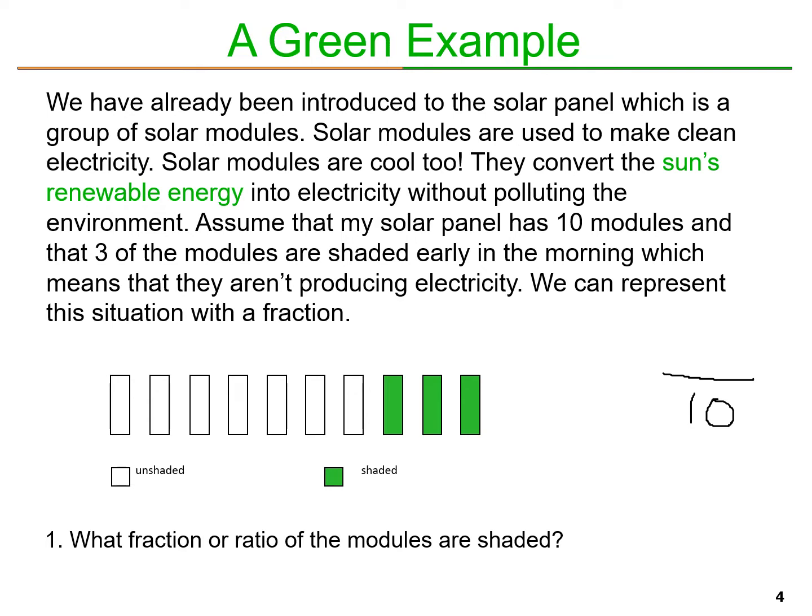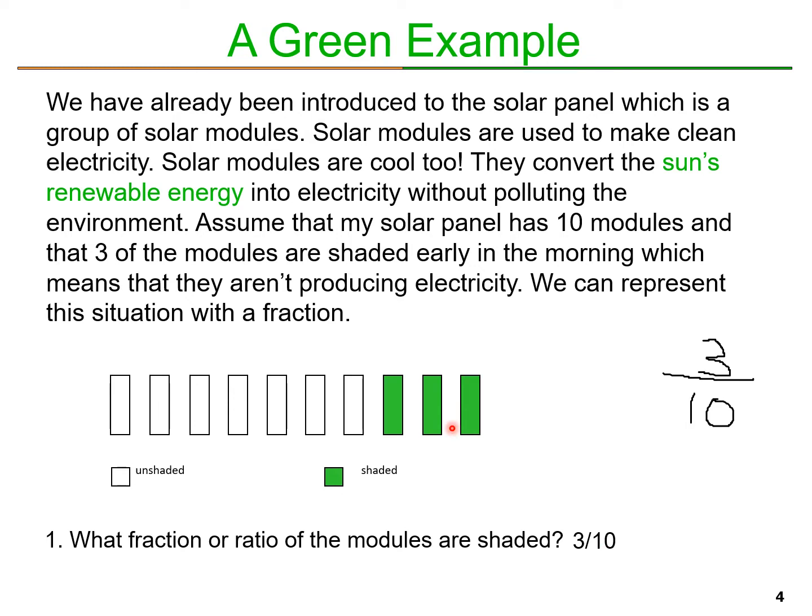Now, how many of those are selected? In this case, selected means shaded. We see that we have 1, 2, 3 modules that have been shaded. So the answer is 3/10. 3 out of 10 have been shaded. That's this answer right here, 3/10.